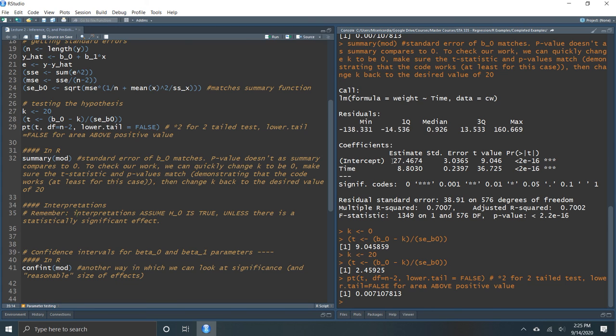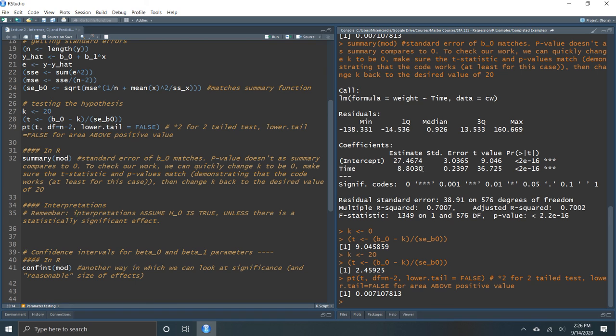After that, I couldn't talk about these estimates in terms of their numbers. I couldn't say, well, as time increases by 1, weight increases by 8.8, because I don't have enough evidence to conclude that this isn't 0. So I could say as time increases by 1, weight increases by 0, but that doesn't really make much sense, and it's really not worth talking about.